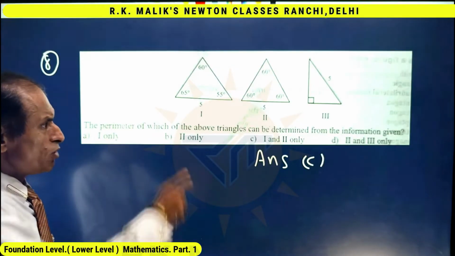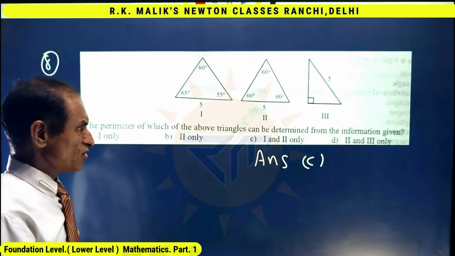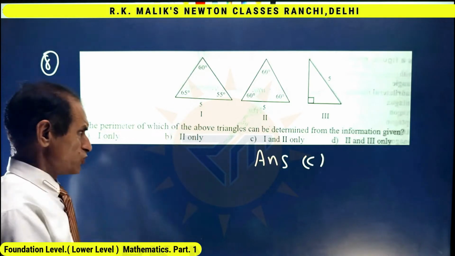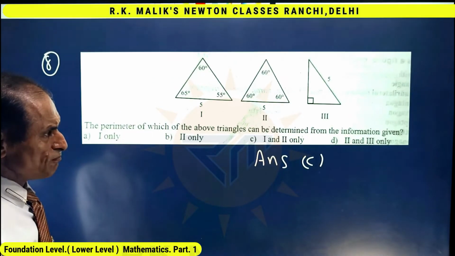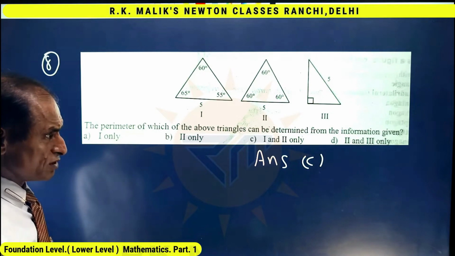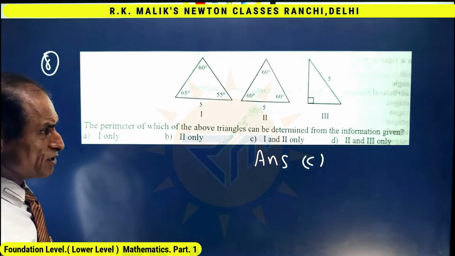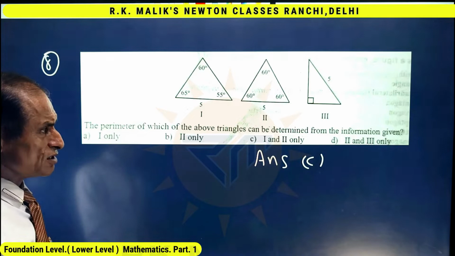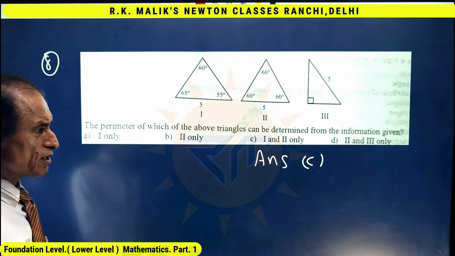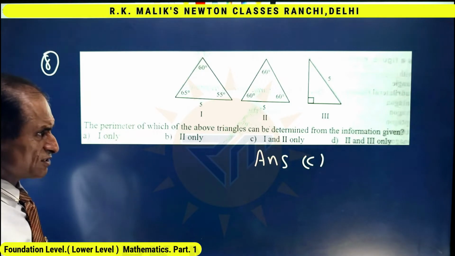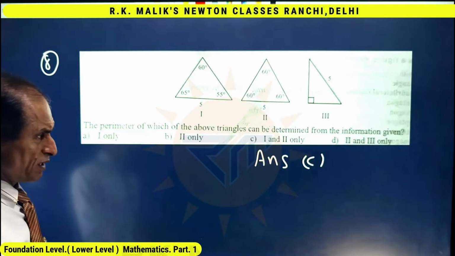In this question you are given 3 triangles with the information as shown. You have to find in which cases the perimeter can be found. I am not saying to find the perimeter. I am just asking in which case it is possible to find the perimeter and in which case it is not possible to find the perimeter.